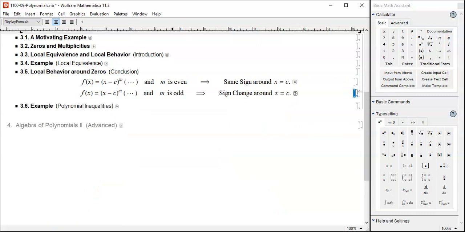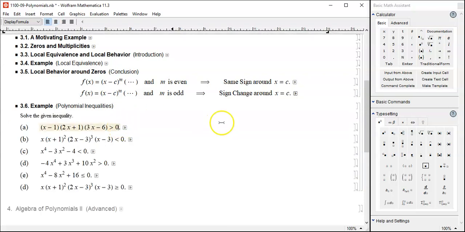Now let's use these ideas on some polynomial inequalities. Okay, here we go. Solve the given inequality. Now let's do it in an easier way using graphs. And then we're going to do this with local behavior on zeros using diagrams. Which method is more important? The diagram method is going to be more important, even though it's a little harder. Why? Next week, we're going to go to rational functions.